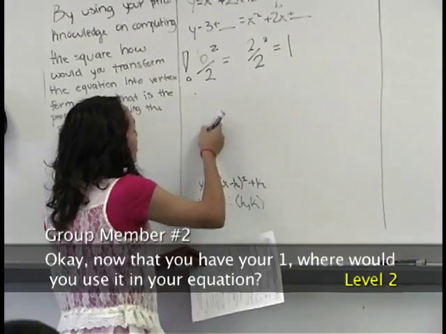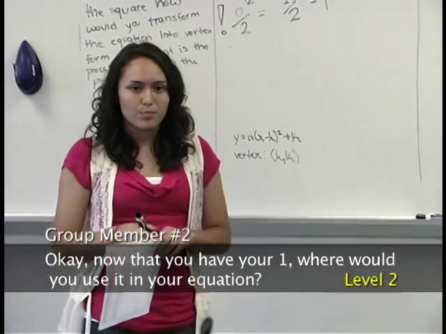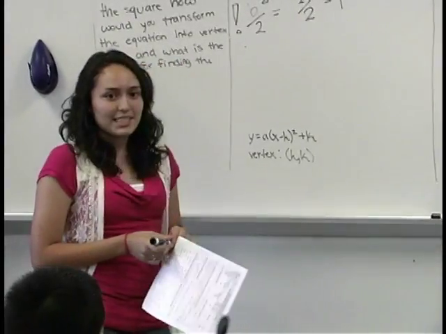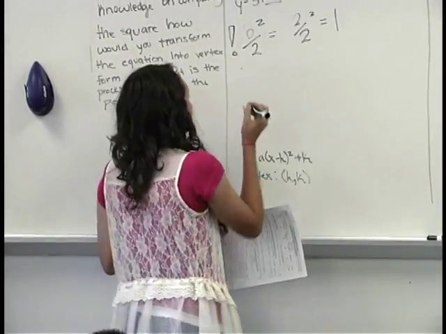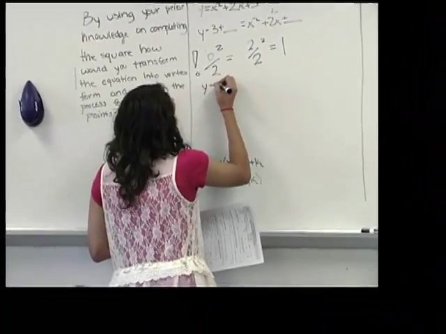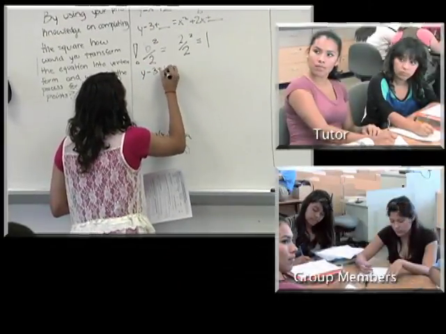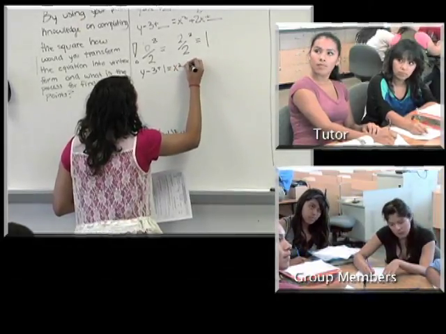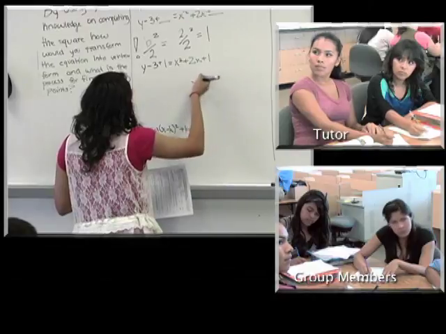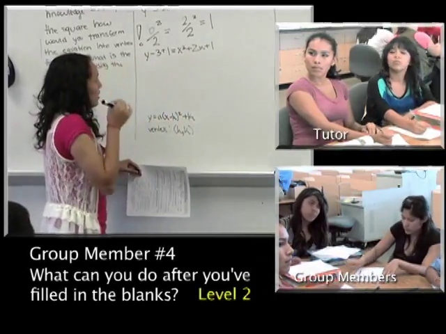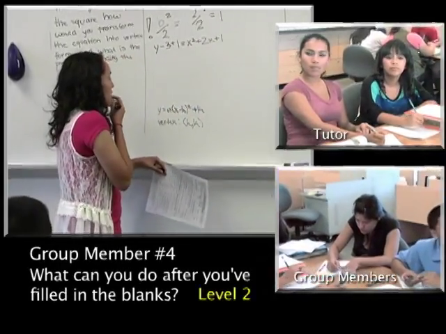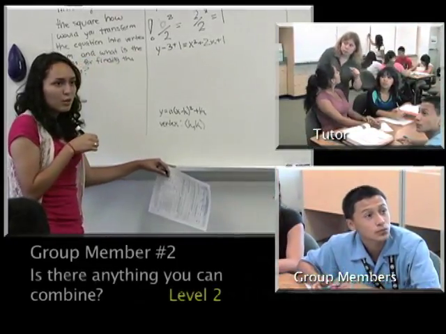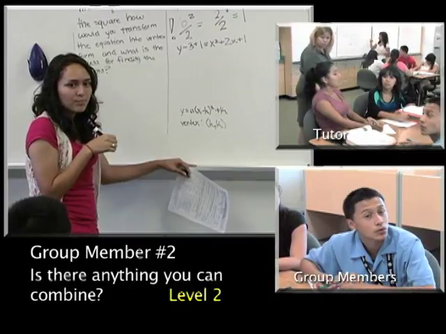Okay, now that you have your 1, where would you use it in your equation? I would fill in the blanks. And then I multiply times 4 to make this equal to 1. What do you do after you filled in the blanks? I'm not sure. Is there anything you can combine?